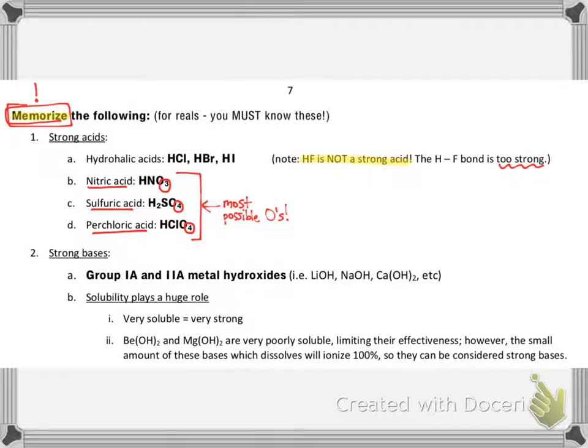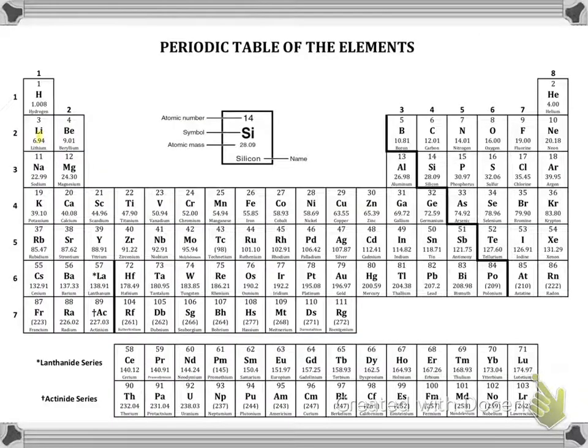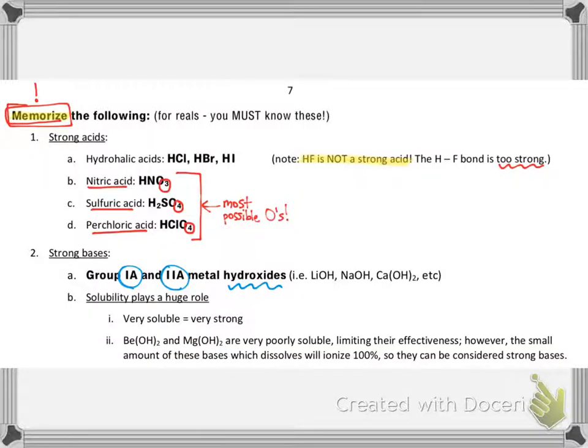Luckily, strong bases, way easier to memorize. Group 1, Group 2, hooked up with hydroxide, boom, strong bases. That means if you take any of the metals from the first 2 columns of the periodic table and you add them to a hydroxide, that is going to be a strong base. So, short and sweet.